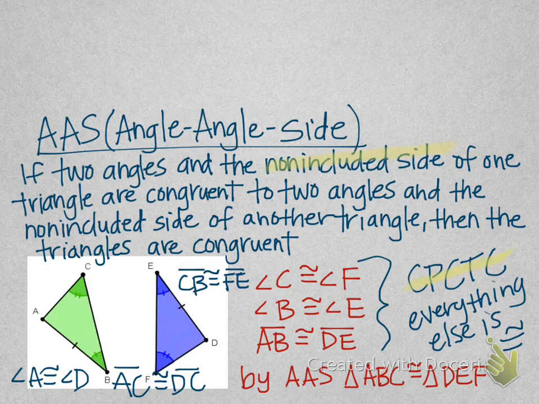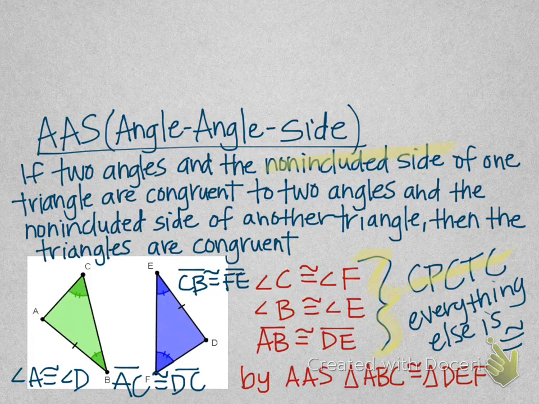But our next theorem is AAS, which means angle, angle, side. And it states that if two angles and the non-included side of one triangle are congruent to two angles and the non-included side of another triangle, then the triangles are congruent. So basically what we have is, first, we are given that angle C is congruent to angle F, angle B is congruent to angle E, and that side AB is congruent to side DE.